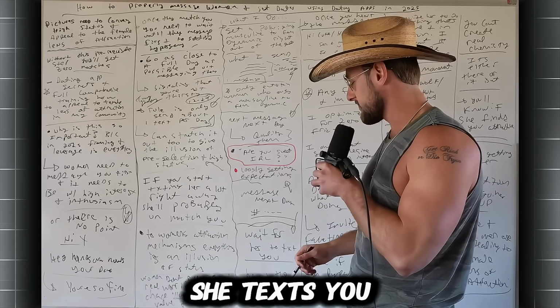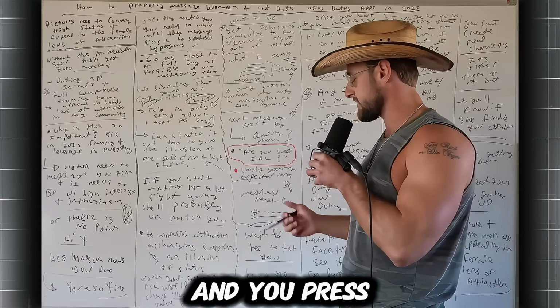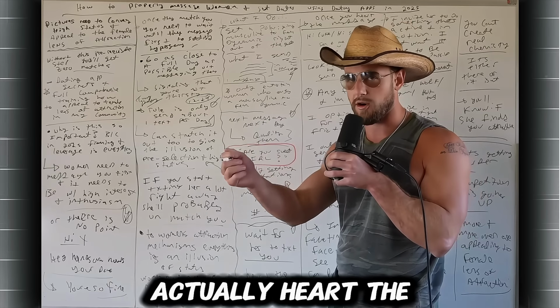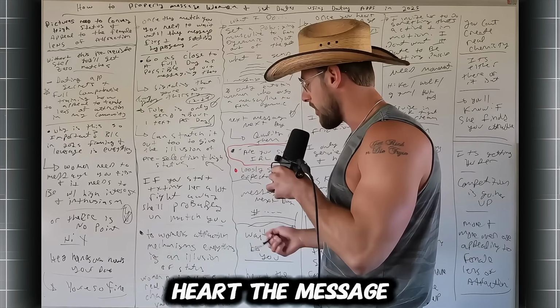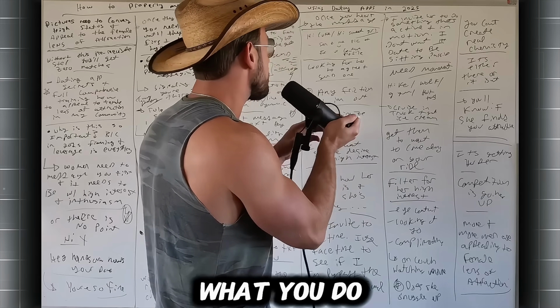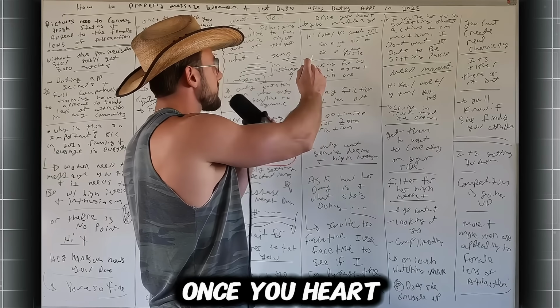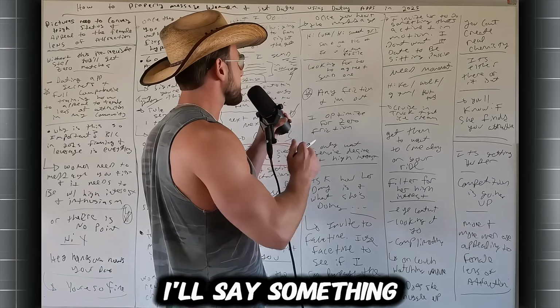And then once she texts you, you hold down on the message and you press the heart button. You want to actually heart the message. You validate it. So once she says, hi, this is my name or whatever, heart the message. Okay, moving on. Here's what you do next, or here's what I do next. Once you heart the message, I'll say something like, hi, cutie.